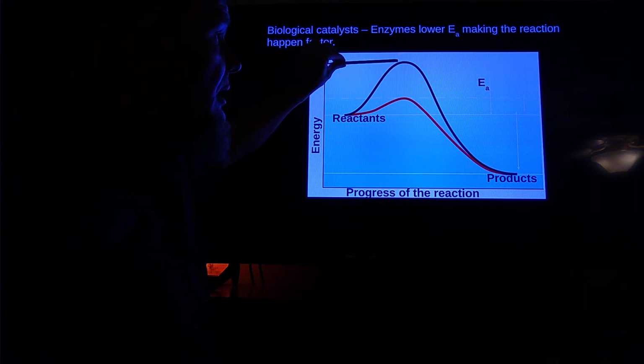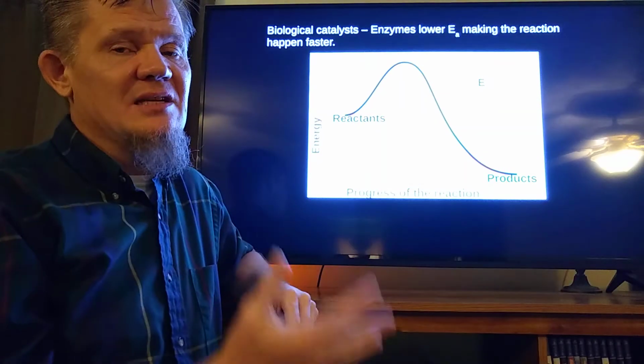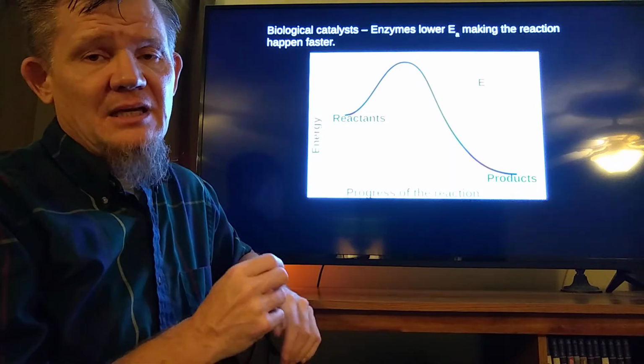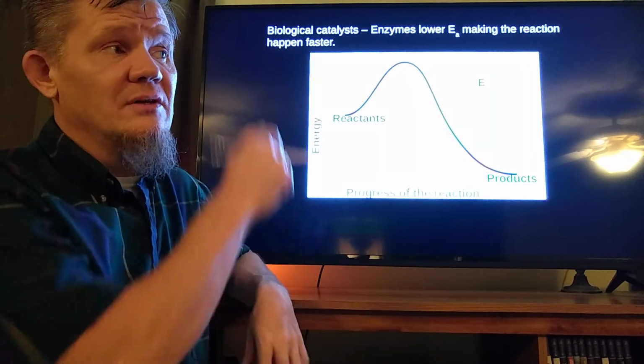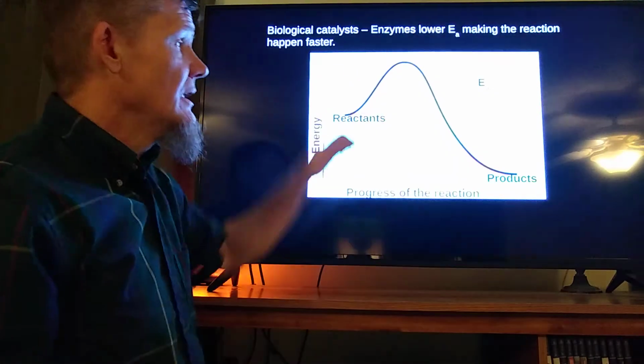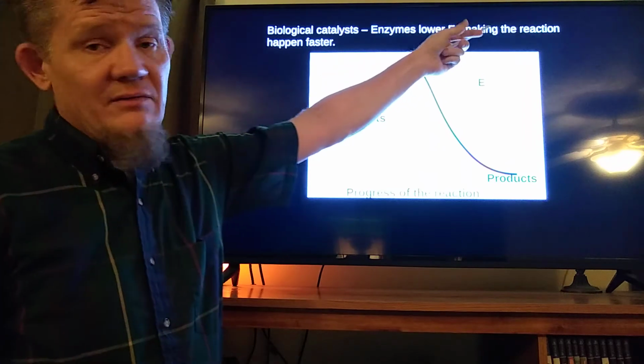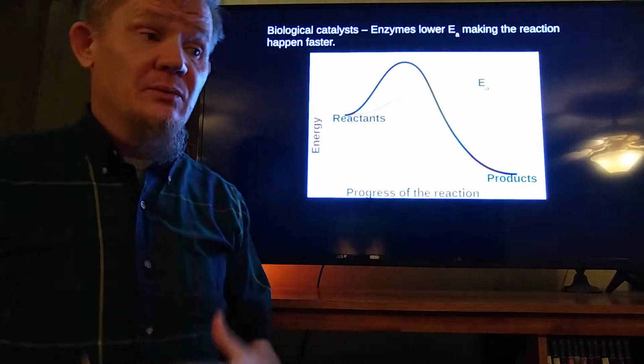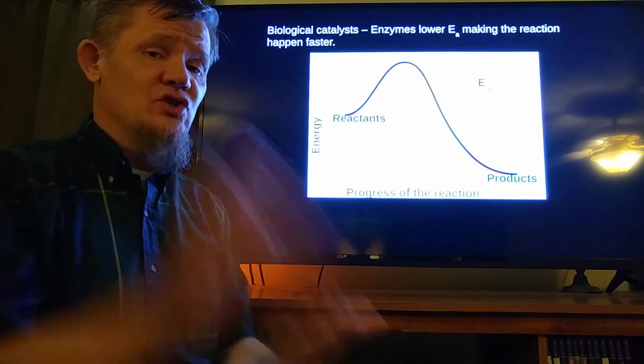Enzymes lower how much energy it takes to make the reaction happen, and therefore these reactions can take place inside our bodies. We have 1,000 different reactions that have to take place in our body, and therefore we have 1,000 different enzymes that lower the energy of activation of any given reaction so that it can happen in our body. Without these enzymes, those reactions just don't happen.